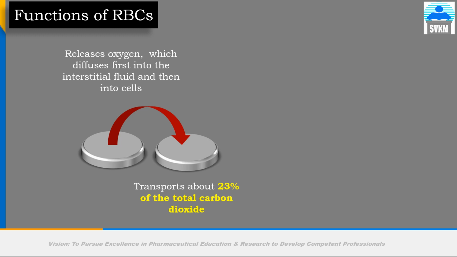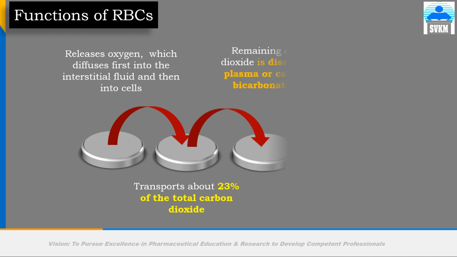Hemoglobin also transports 23% of the total carbon dioxide, that is considered as a waste product of the metabolism. The remaining carbon dioxide is dissolved in plasma or carried as bicarbonate ions. The blood flowing through tissue capillaries picks up the carbon dioxide, some of which combines with the amino acids in the globin part of the hemoglobin. As blood flows through the lungs, the carbon dioxide is released from the hemoglobin and then exhaled out of the body.